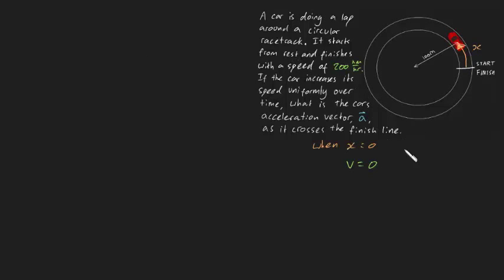We can also say that when x is equal to 2 pi r, where r is the radius of your circular track, that means your speed was 200 kilometers per hour. Right? That's because once the car does a full lap, which equates to a distance of the circumference of this circle, 2 pi r, then the speed is going to be 200 kilometers per hour. And you can convert the units to know that your speed, as it crosses the finish line, is 55.56 meters per second.